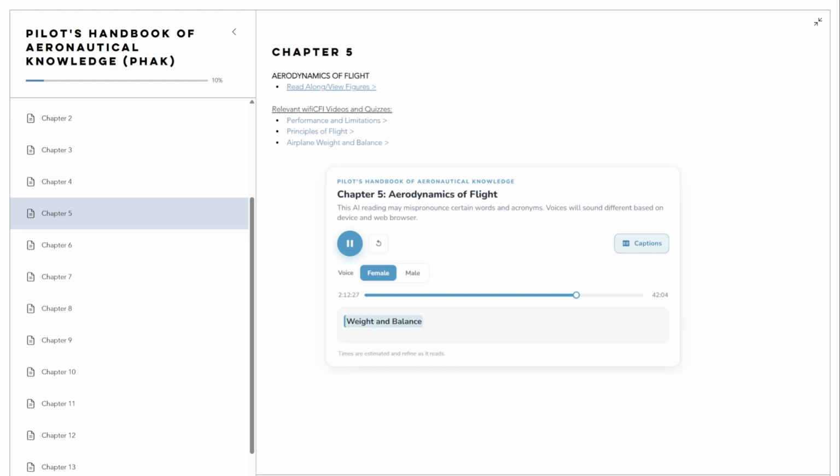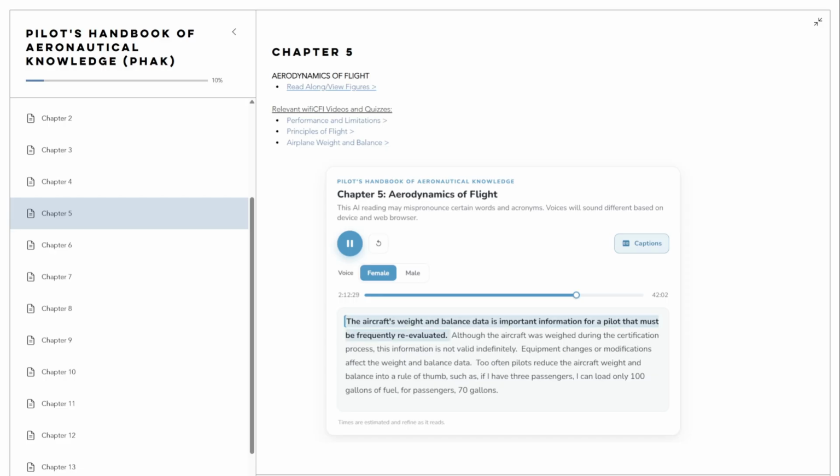Weight and balance. The aircraft's weight and balance data is important information for a pilot that must be frequently re-evaluated. Although the aircraft was weighed during the certification process, this information is not valid indefinitely. Equipment changes or modifications affect the weight and balance data.